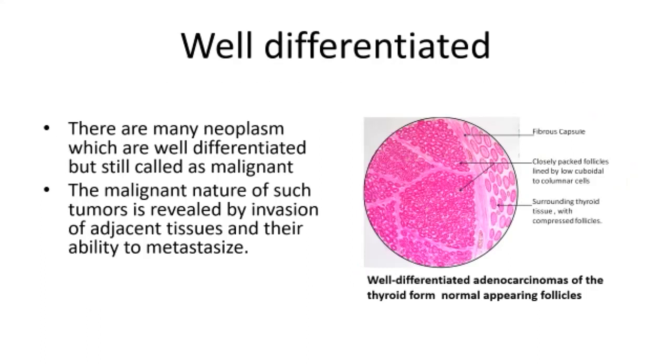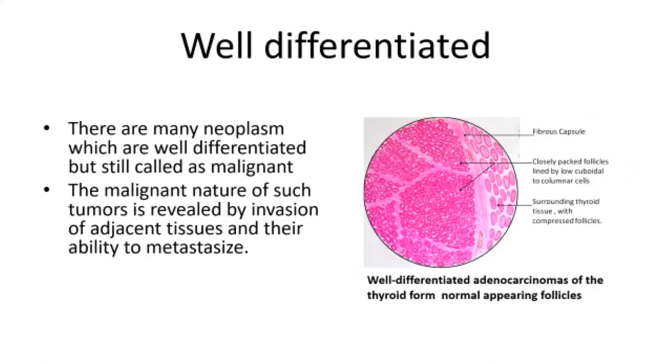There are many neoplasms which are well differentiated but still called malignant. The malignant nature of such tumors is revealed by invasion into adjacent tissues and their ability to metastasize. How do you say a well differentiated tumor is malignant? Because there are nuclear changes, they invade the adjacent structures, and they also metastasize.